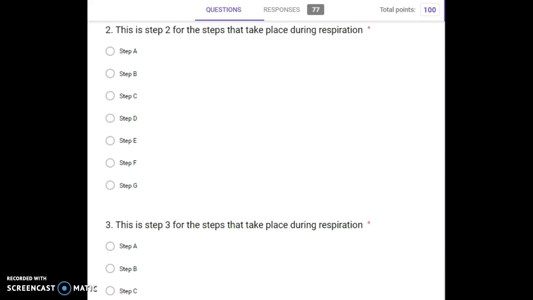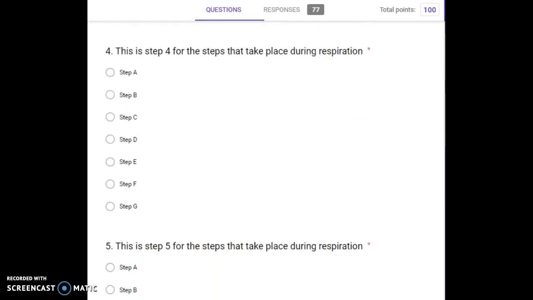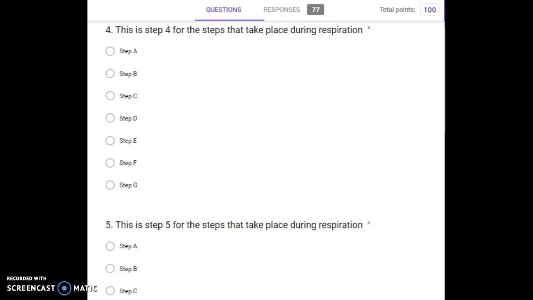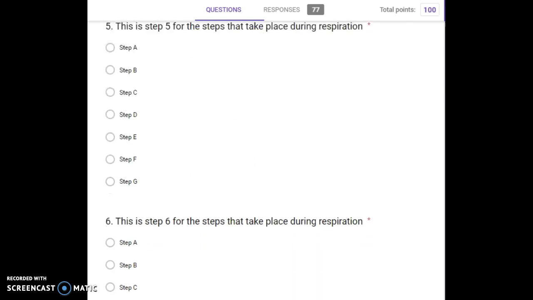Number 3. This is step 3 for the steps that take place during respiration. Number 4. This is step 4 for the steps that take place during respiration. Number 5. This is step 5 for the steps that take place during respiration.